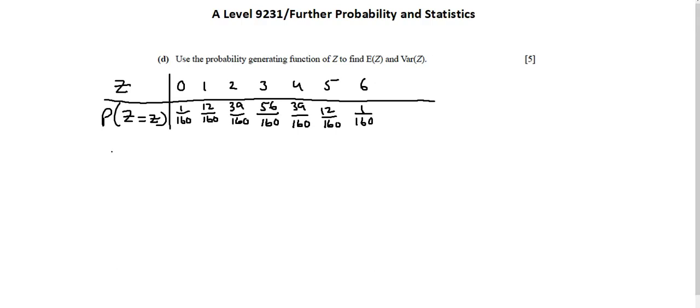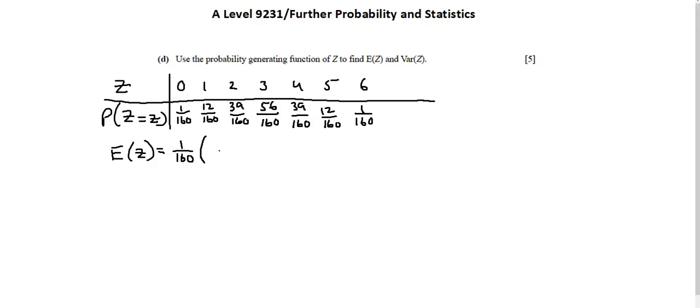Here's my table. For expectation, I want to multiply the possible outcome times the probability. Notice that all of the probabilities are over 160. So I'm going to take 1 over 160 outside, and I'll multiply all of my multiples by 1 over 160.